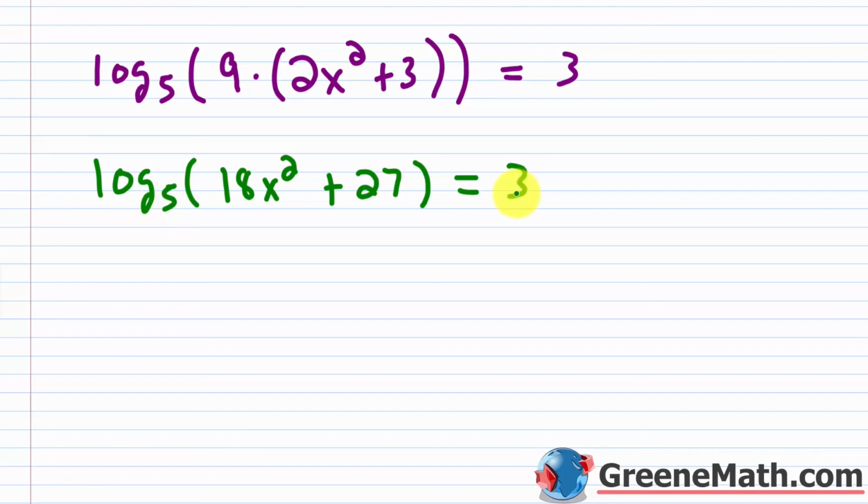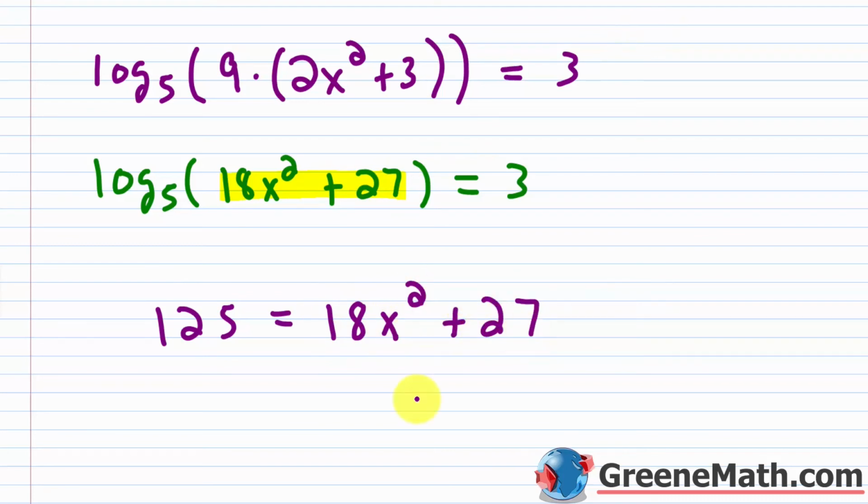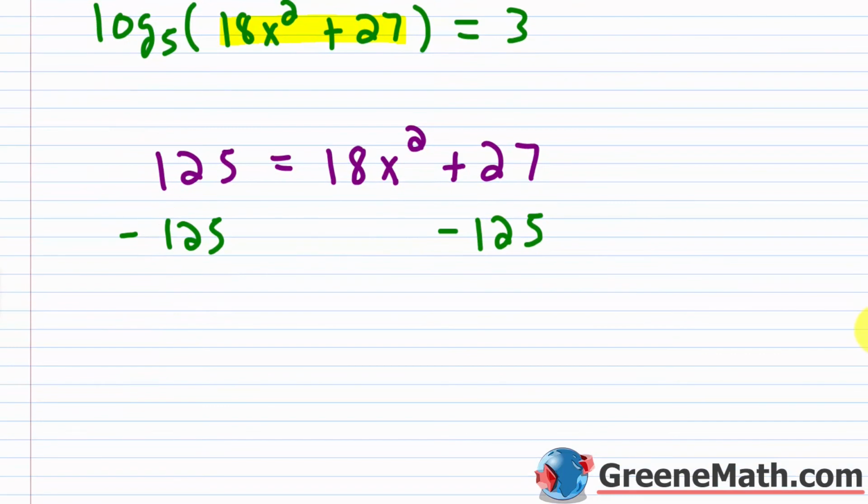So 5 to the third power, which is 125, will be equal to the argument here, this 18x squared plus 27. So what I'm going to do is subtract 125 away from each side of the equation. And what is that going to give me? I'm going to have 18x squared minus, you do 27 minus 125, you're going to get negative 98. So that's why I have minus 98 there. And this would be equal to 0, okay?